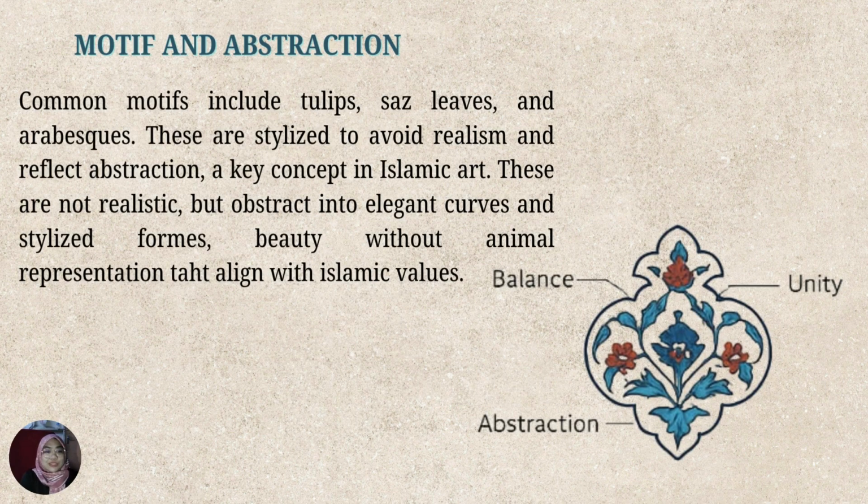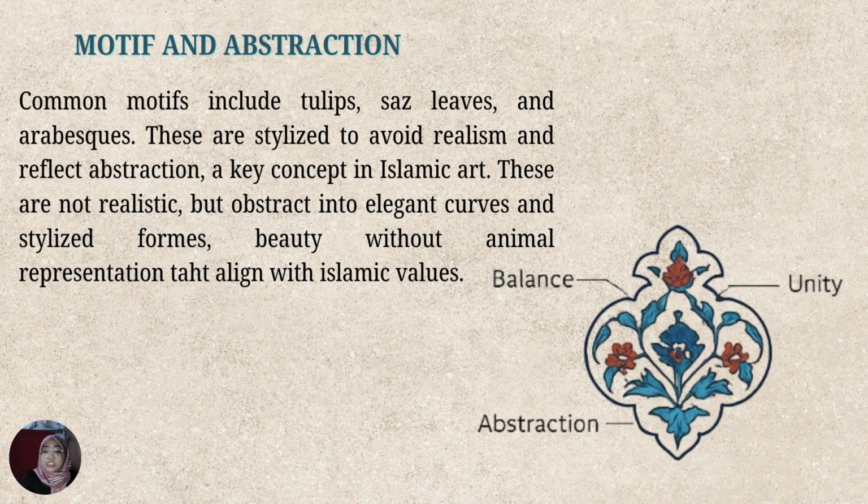Now, onto the motif and abstraction, especially the florals. In Iznik ceramic, you'll often see tulips, carnations, saz leaves, arabesques, and spiral vines, and these motifs are not drawn to be realistic. Instead, they are stylized and abstract. The tulips, for example, are often tall and narrow with curves placed in perfect symmetry.